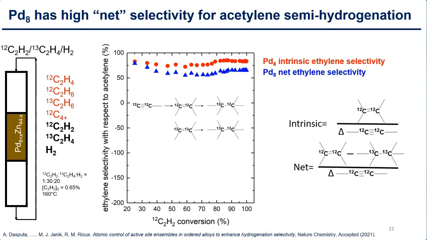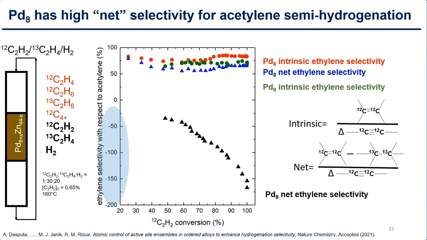So here is the intrinsic and net selectivity for palladium-8. And so a good hydrogenation catalyst would have similar intrinsic and net selectivities and also high. And so what we can see here is we're in the range of about 70% or so, and the difference between the intrinsic and net selectivity on palladium-8 is small, which basically demonstrates that palladium-8 is not good at doing ethylene hydrogenation, which is consistent with the observations we saw when we studied the ethylene hydrogenation reaction only.